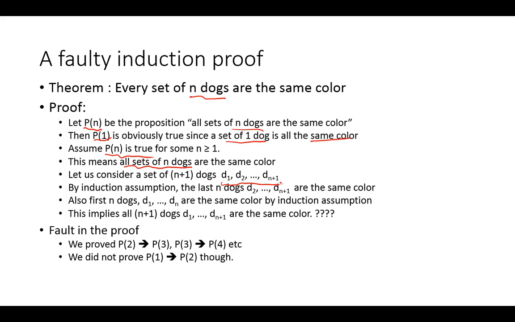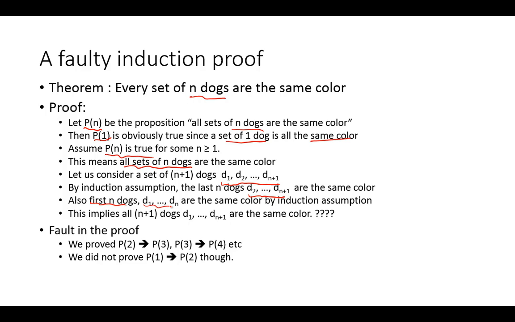By induction assumption, the last n dogs have to be the same color because our assumption is that any set of n dogs is the same color. Also, the first set of n dogs are the same color, d1 through dn, by induction. This implies that all n plus 1 dogs are the same color, because this means that both d1 and dn plus 1 are the same.